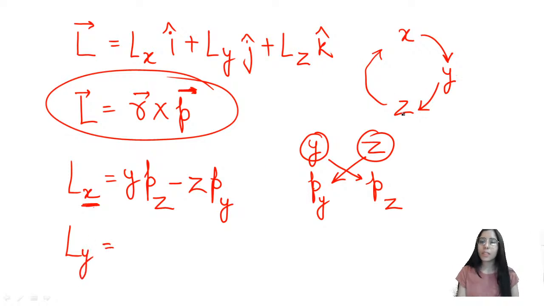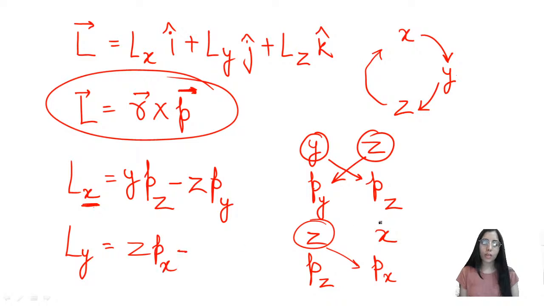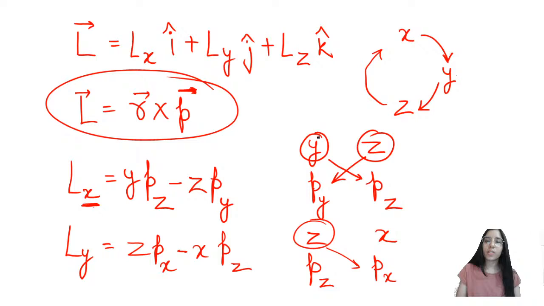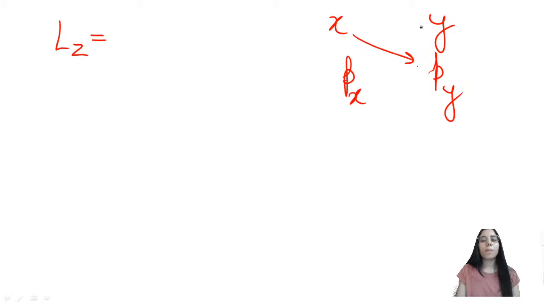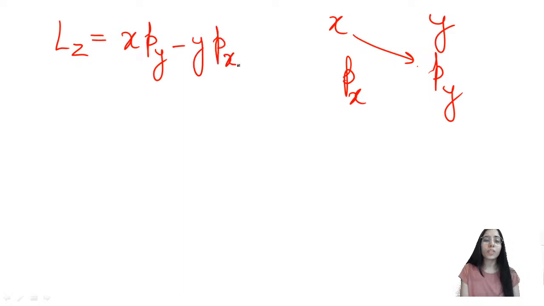Similarly, let's write the expression for Ly. After y, what will be present? Z, and after z, x. So z and x, write pz, the corresponding momentum, and px, the corresponding momentum to x, then cross multiply, you will get z px minus x pz. And similarly you can write for Lz. So Lz will be equal to what? Again, after z what do we have? X, and after x, that's y. So let's write it here, x, y, px and py. Clear? Now x into py minus y into px. Easily you can write these values. Clear?